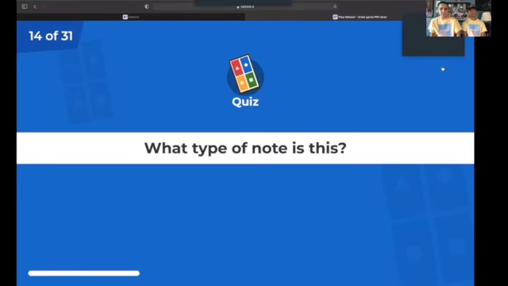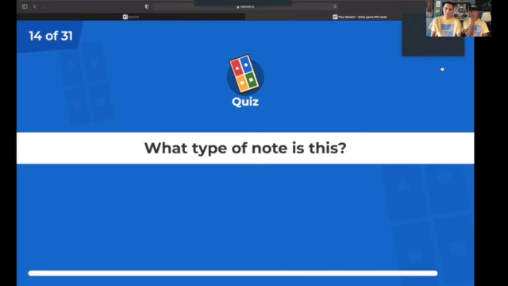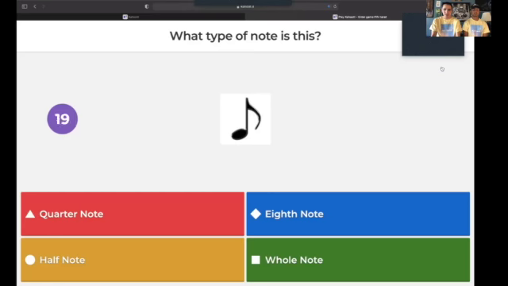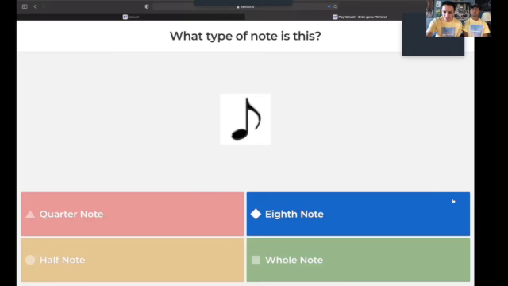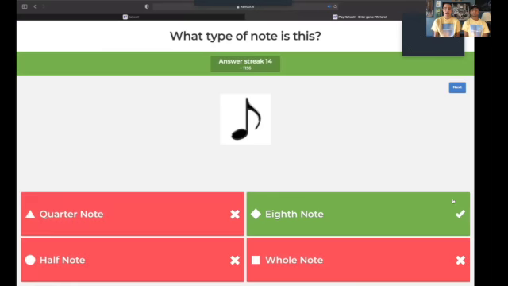Moving on, question 14. What type of note is this one? And here we have the options as quarter note, eighth note, half note, and whole note. Notice it's very similar to that quarter note a couple ago, but it's a little different. This one is actually the eighth note. It's half the value of the quarter note, and you notice it has that flag, that special feature on eighth notes, that flag coming down.